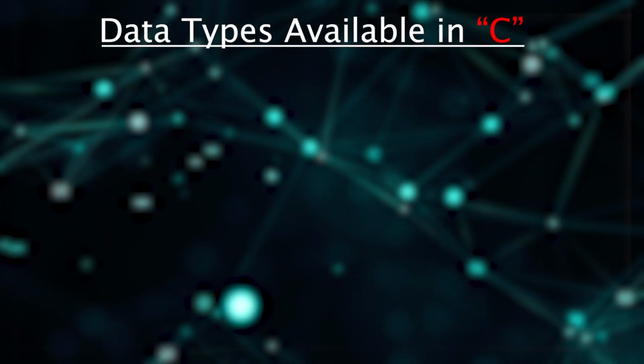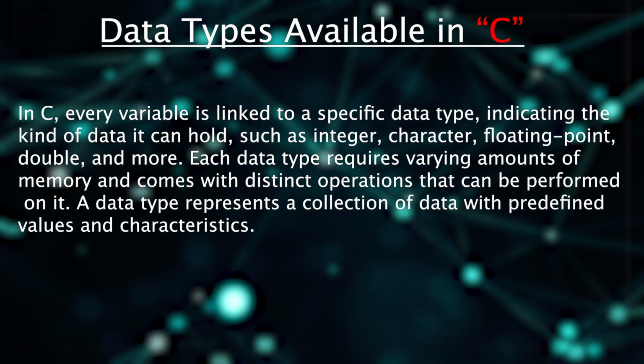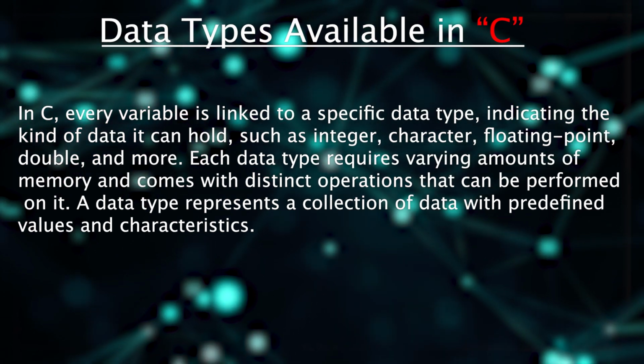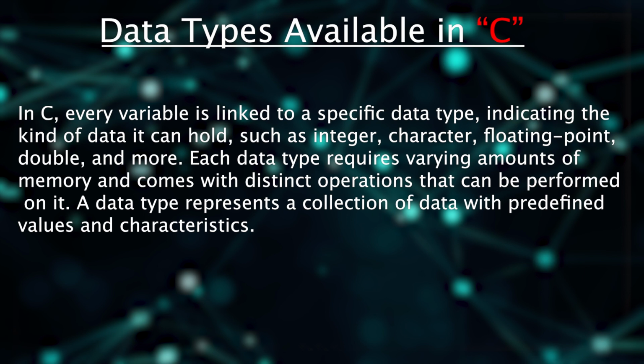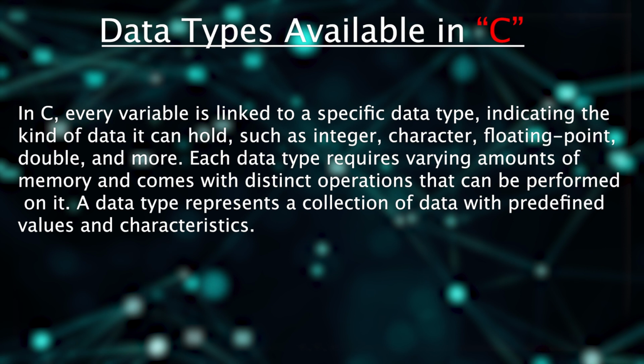In language C, data types are used to define the type of data that a variable can hold. The C language provides a variety of built-in data types that allow programmers to work with different types of data efficiently. In C, every variable is linked to a specific data type indicating the kind of data it can hold, such as integer, character, float and double and different kinds of data types. Each data type requires a varying amount of memory and comes with distinct operations that can be performed on it.